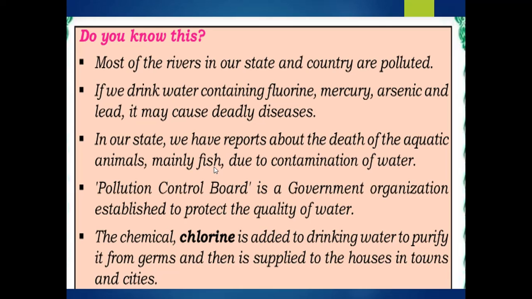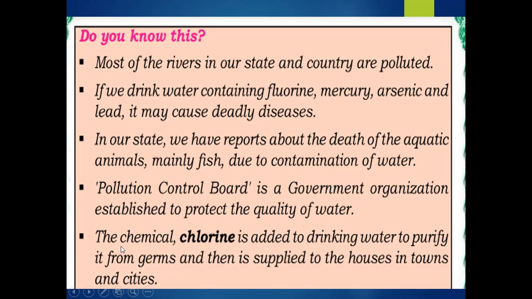There is a death of aquatic animals. Next point is the Pollution Control Board, a government organization which is established to protect the quality of water. Which is the government organization established to protect the quality of water, children? Pollution Control Board. So our government has an organization called the Pollution Control Board, which is introduced to protect the quality of water.